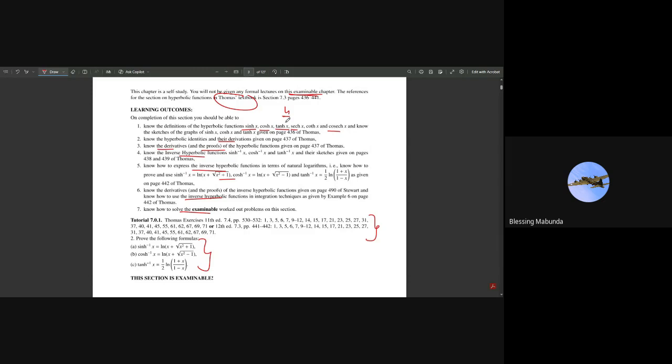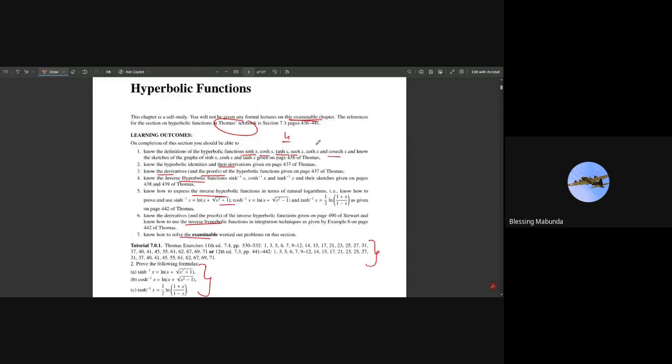Right, so always remember that you need to come back here after we are done with the chapter and complete your checklist. You know the definitions, the proofs, the derivatives. Right, so now let's break it down in detail.